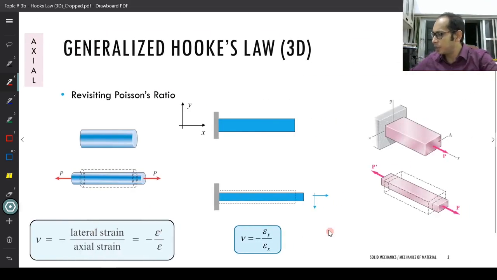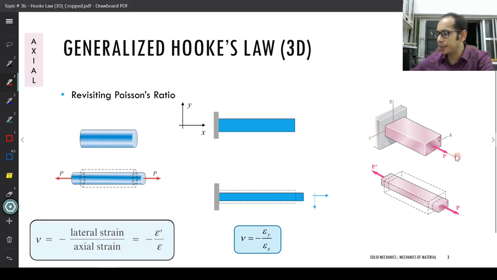If I have to take a look at this one, it looks something like this over here. You have the bar, and you are pulling it with this force P, and this force P is acting along this positive x direction, as you can see over here, and we have a positive y direction going vertically up and a positive z direction over here.